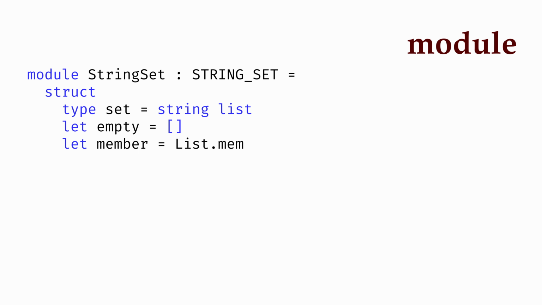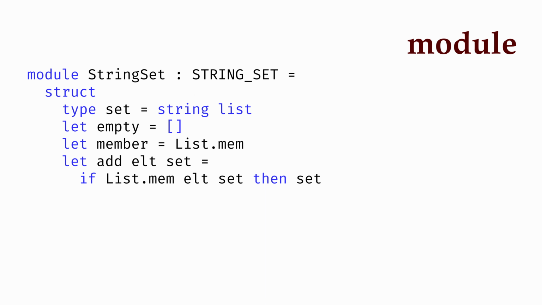It's a function that checks if an element is a member of a list, and since our sets are implemented as lists, we can use List.mem from inside the module definition. In order to add an element to a set, we can first check to see if the element is already in the set by using the List.mem function again. If the element's already in the set, then we can leave the set unchanged. Otherwise, we'll add the element to the set. Since the order doesn't matter, we can add it to the beginning.